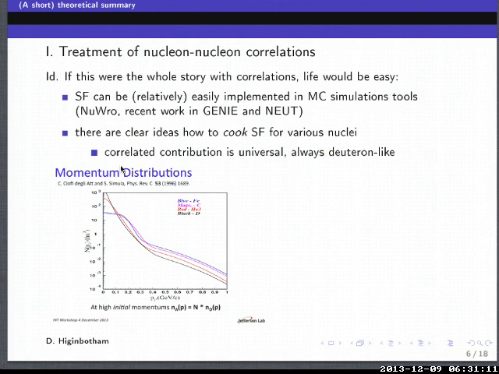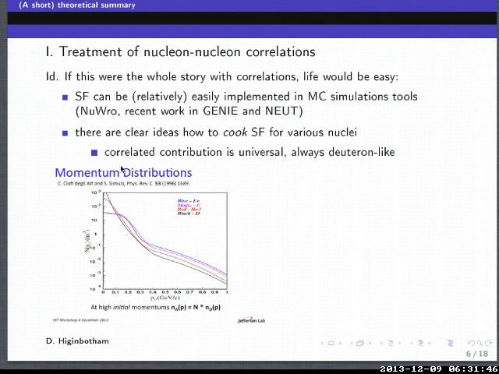Well, if this were the whole story, life would be easy from a practical point of view, because spectral functions can be relatively easily implemented in Monte Carlos. There has been a lot of work within NuWro, and more recent work for GENIE and NEUT. It's pretty much straightforward.